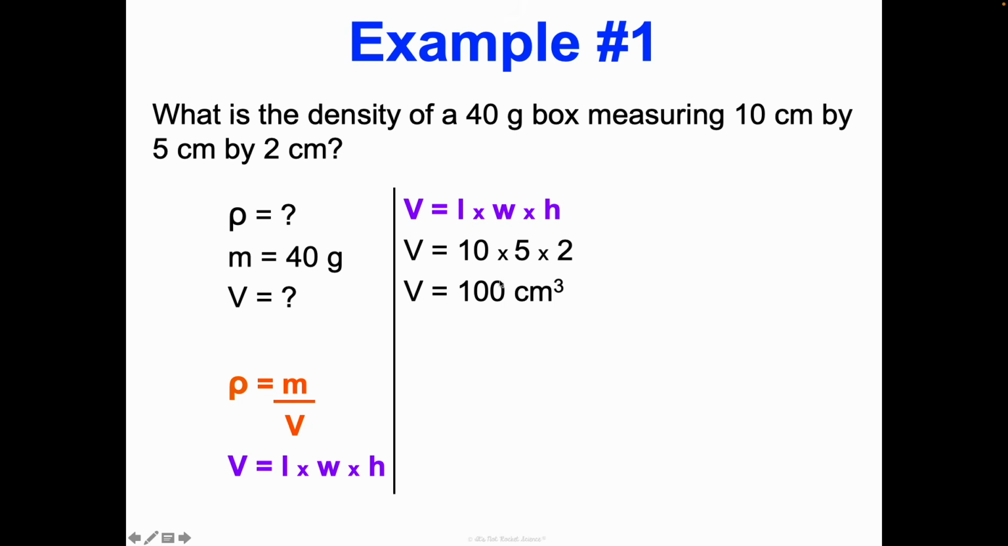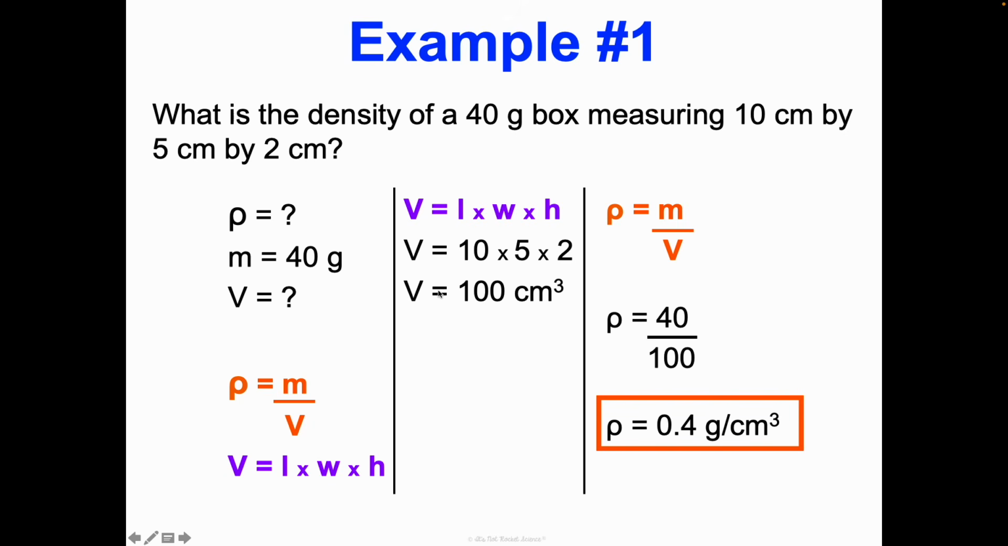Are we done? No, because our original ask was for density. So now we have to keep going. Density equals mass over volume. So that's 40 over 100, which we just calculated. You divide and you get 0.4 grams per centimeter cubed.